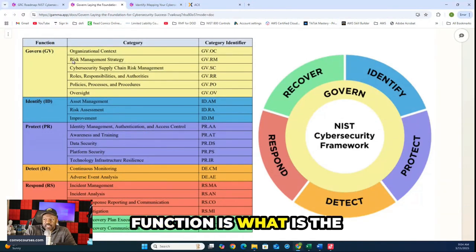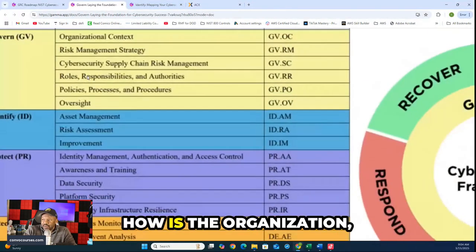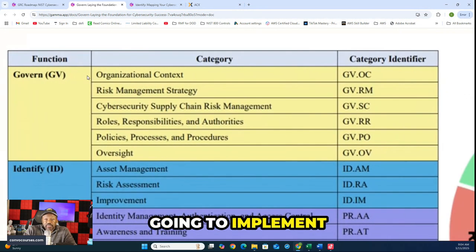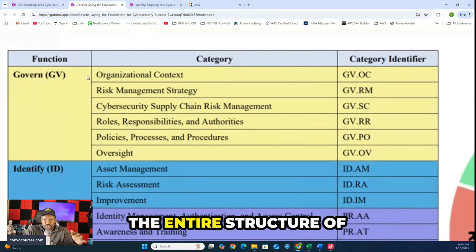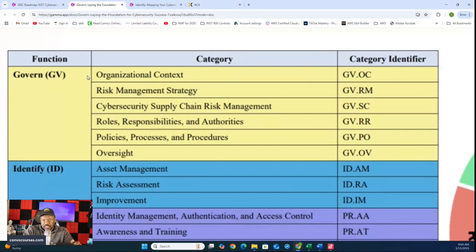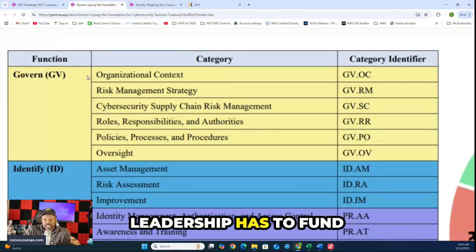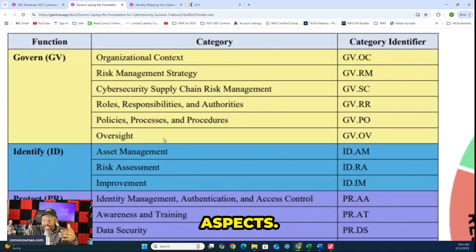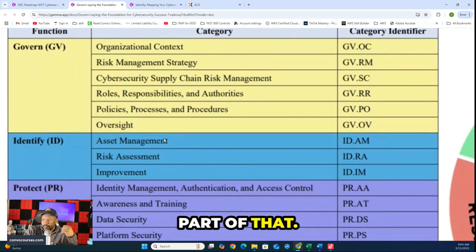Govern function is: how is the organization going to implement cybersecurity throughout the entire structure of the organization? How are they going to do that? Leadership has to fund it. Leadership has to back it. That's how they do it. And we went through many of these different aspects. Policy is a real big part of that.